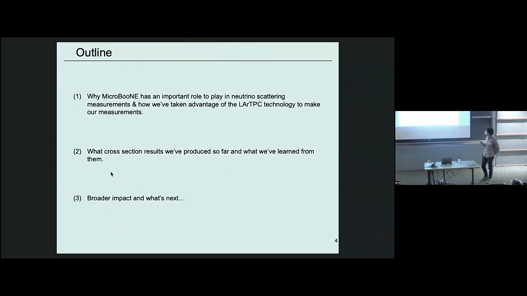So here's an outline for the talk. I first want to give a sense for why MicroBooNE has an important role to play in neutrino scattering measurements, and specifically how we're taking advantage of the liquid argon technology to make relevant measurements for the field. I will then present the cross-section results that MicroBooNE has produced so far and what we've learned from them. And I'll try to finish with some broader impact for these measurements and what comes next.